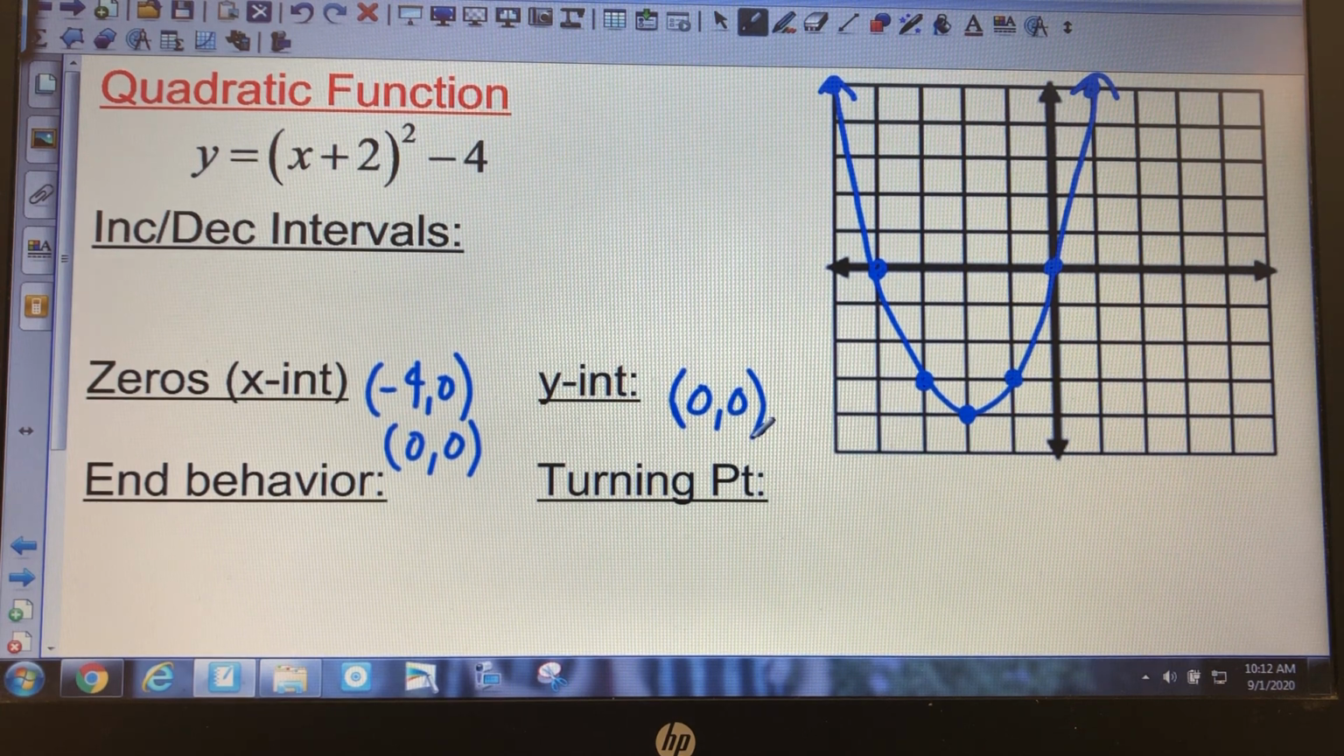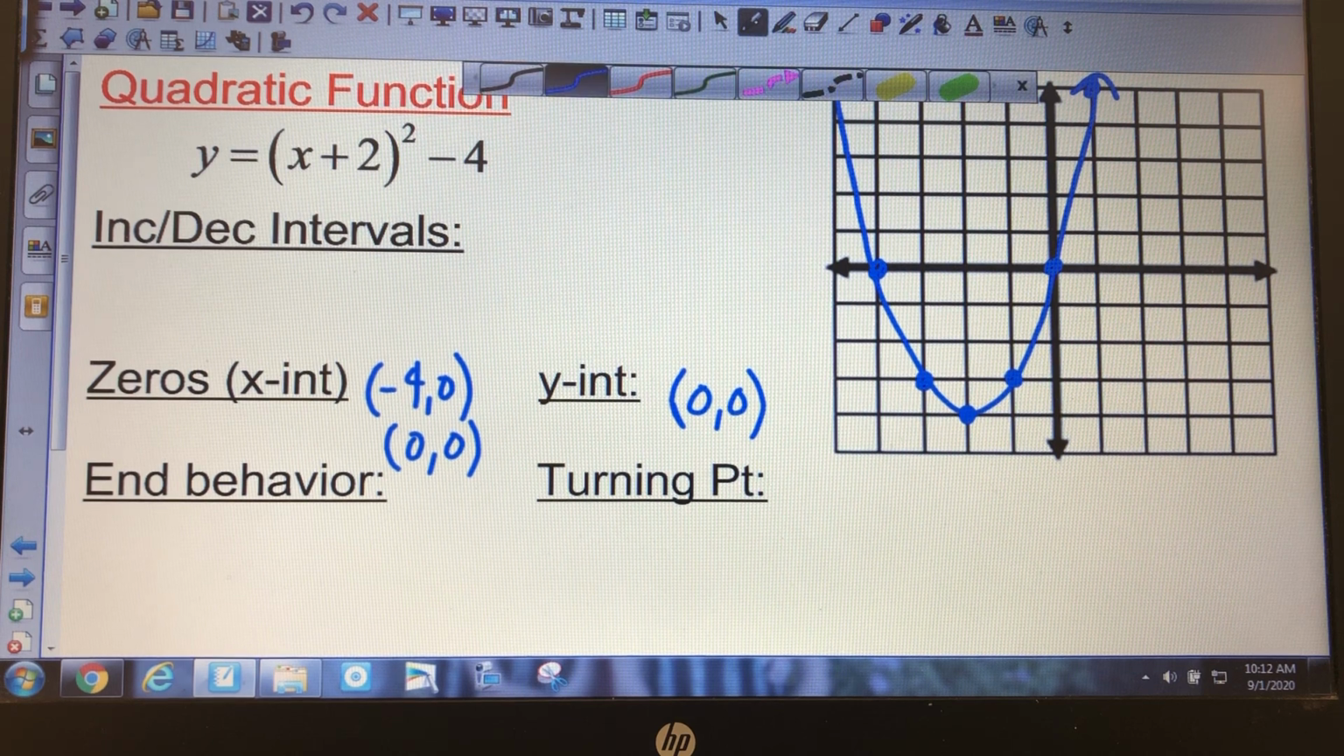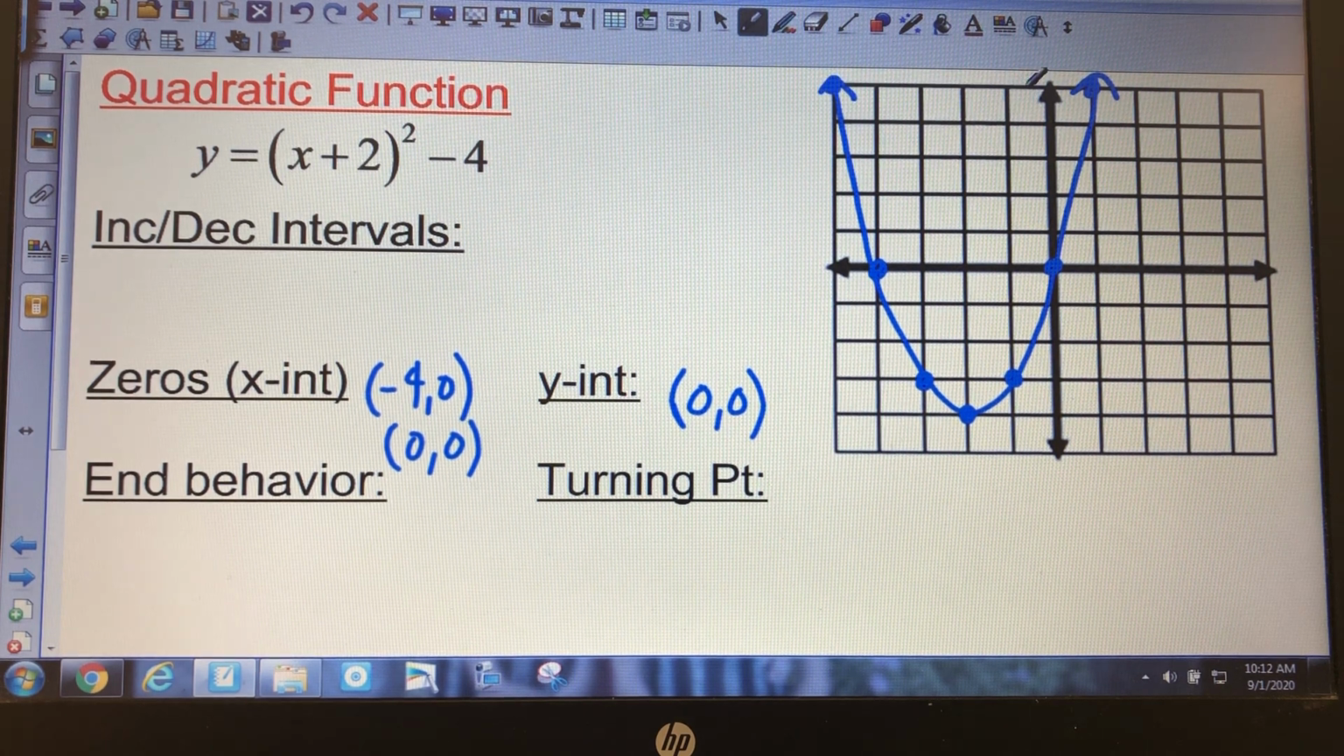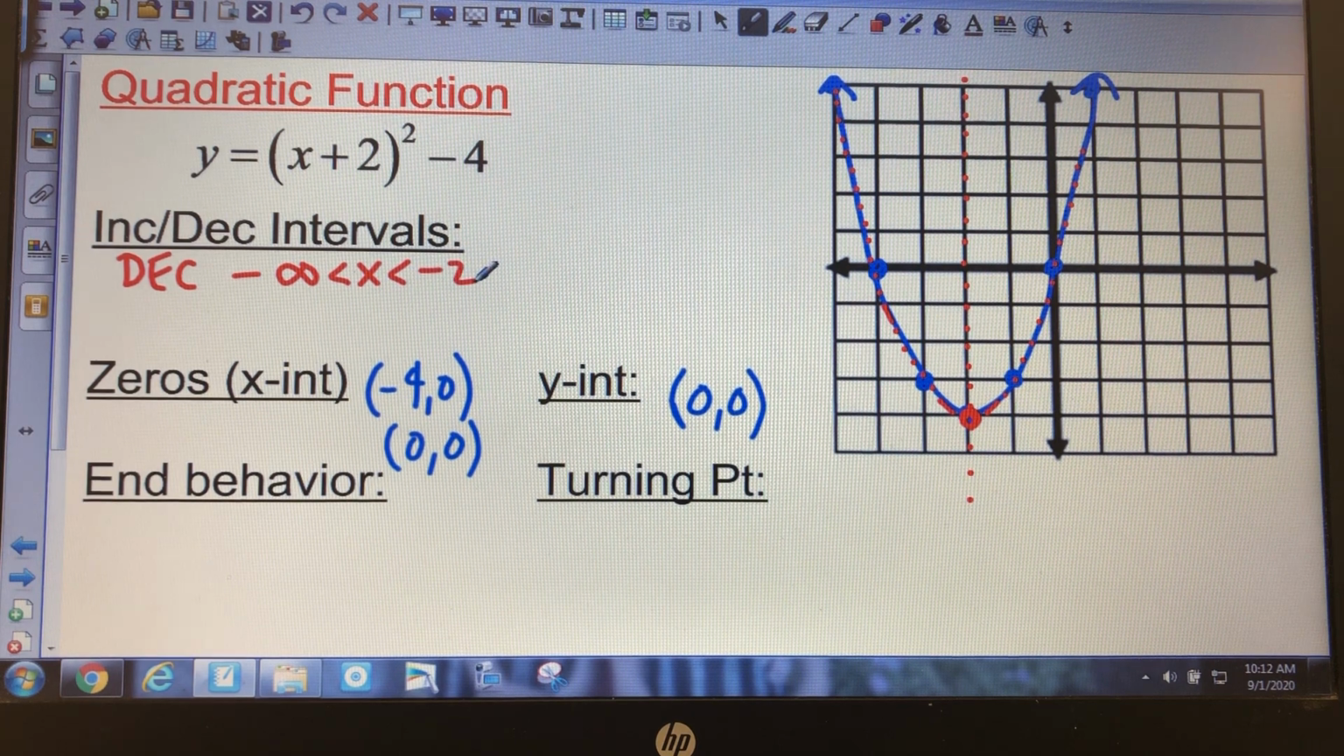All right, now, again, let's kind of walk on this graph from left to right. See how we're going from left to right. We're going downhill. And then we hit this point, and then we turn back and go uphill. So this kind of cuts off our intervals right here. So left of that, we are decreasing from negative infinity to -2. Okay, we're decreasing from negative infinity to -2. So this is the other way to represent that.